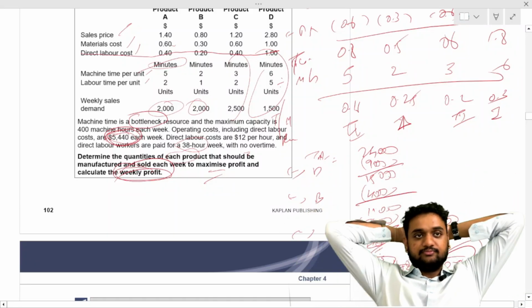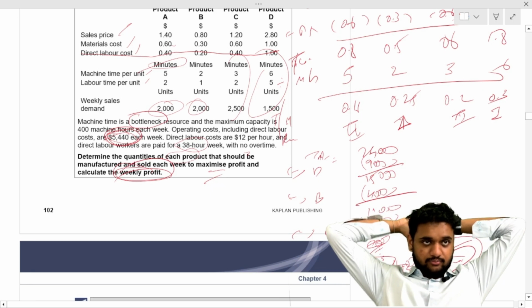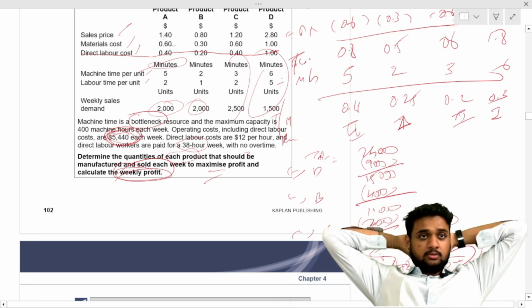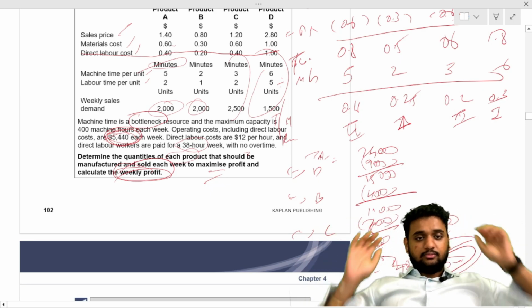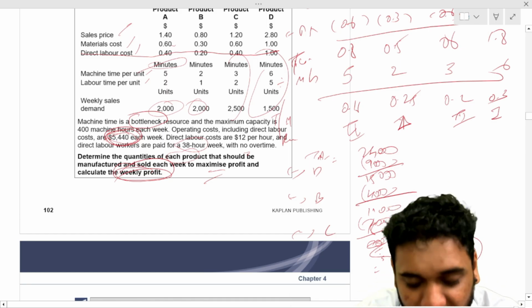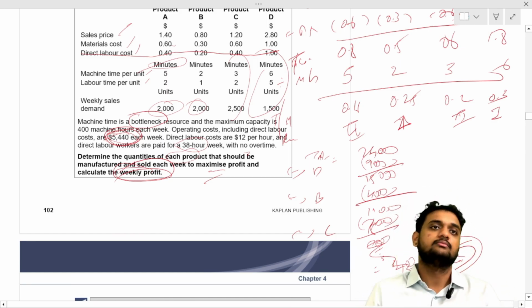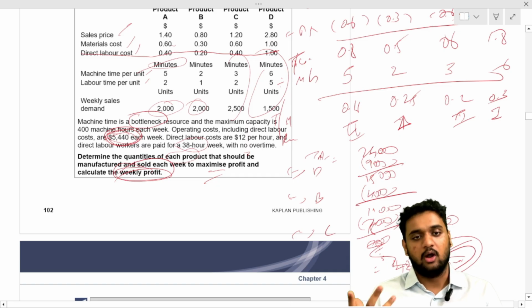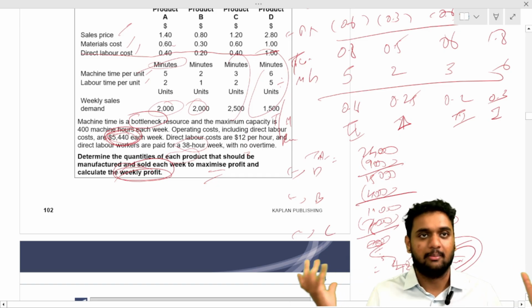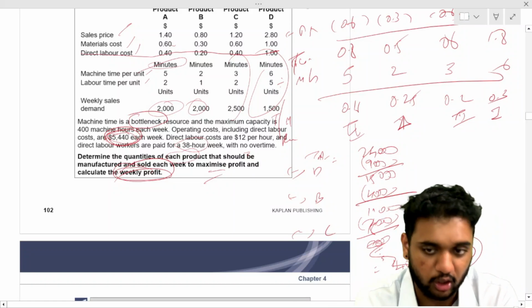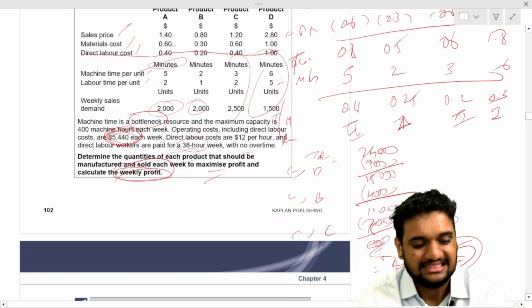That's it. Yes, sir. Totally, not for each product. When you always find the limiting factor, you will find the total profit only. There also totally how much profit, how many units you have to sell in each product to get the maximized profit. Understood, all of you? Yes or no?